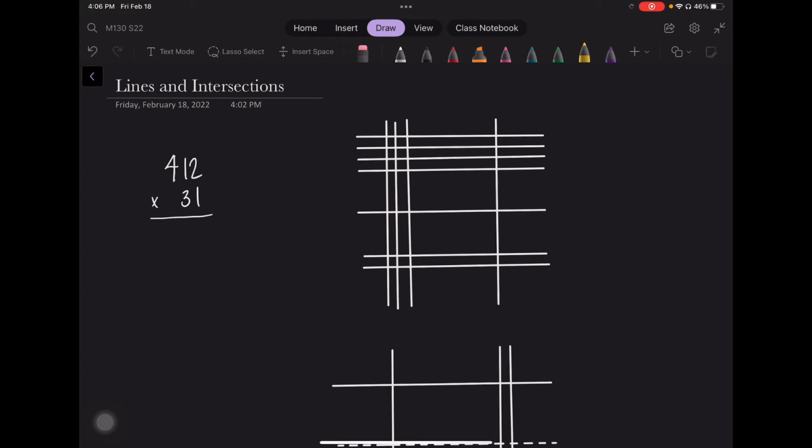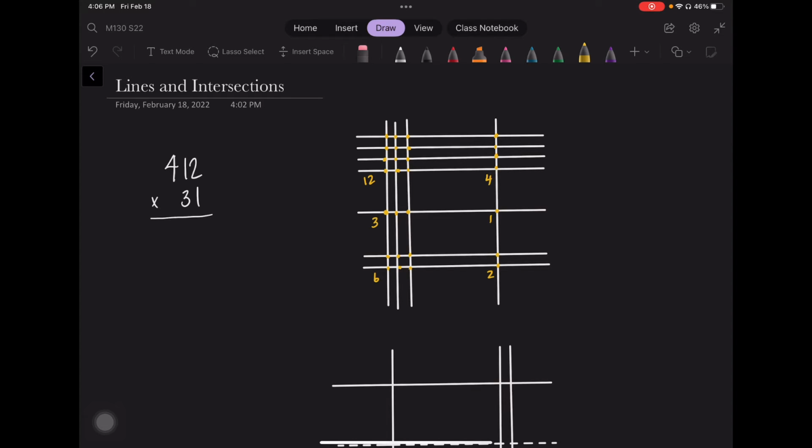So for instance, I have an intersection between the 4 and the 3. Each of these little dots is a number that I'm going to count. So I had 12 dots here. I have 1, 2, 3, 4 dots here. 1 dot here and 2 dots here. Then 3 lines with 1 line makes 3 dots. And then down here I have 6 dots.